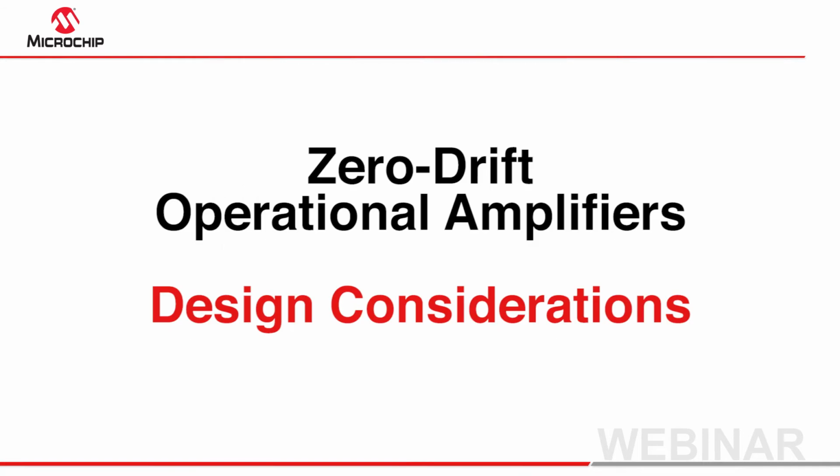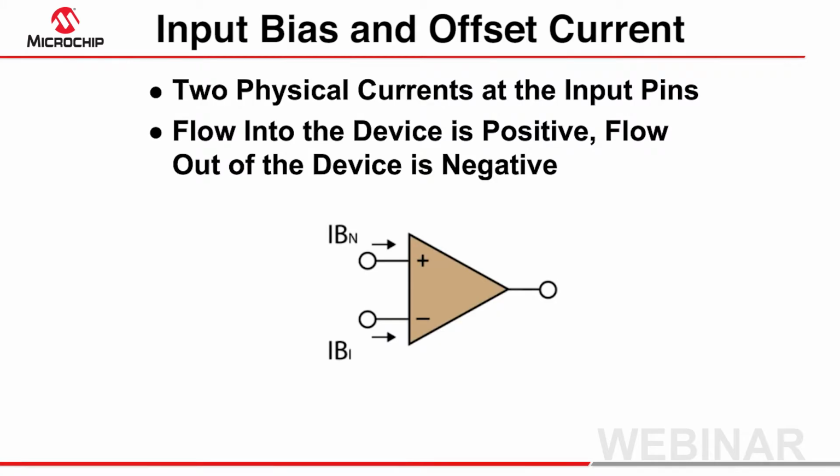Next, we will move on to discuss some design considerations when implementing these zero drift amplifiers. The first topic is input bias and input offset currents. Just as a refresher, there are two physical currents that flow at the inverting and non-inverting input pins of an amplifier, noted here as IB sub N and IB sub I. Convention dictates that flow into the device is considered positive, while current flow out of the device is considered negative.